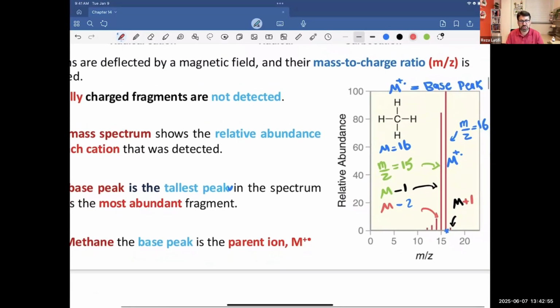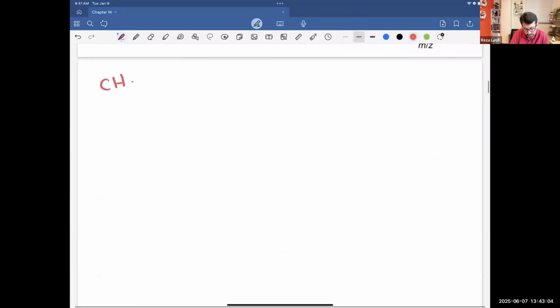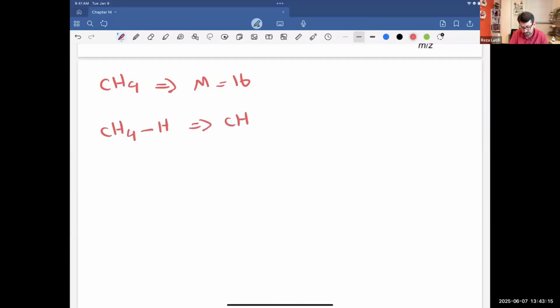Okay, why do I see 15, 14, and 13? We have a compound that is CH4. Molar mass for it is 16. Now, if you lose 1 H, that's going to give you CH3. The molar mass for it is 15.